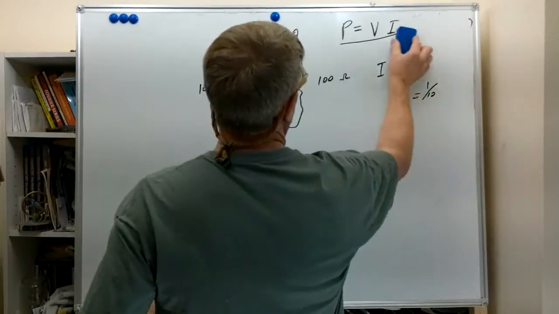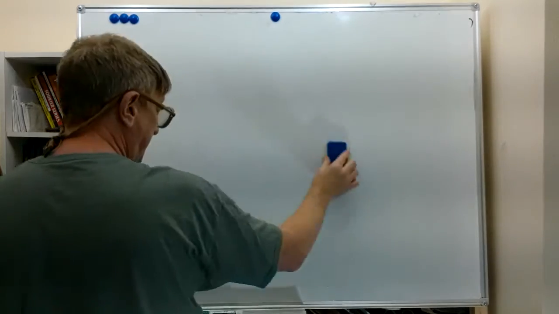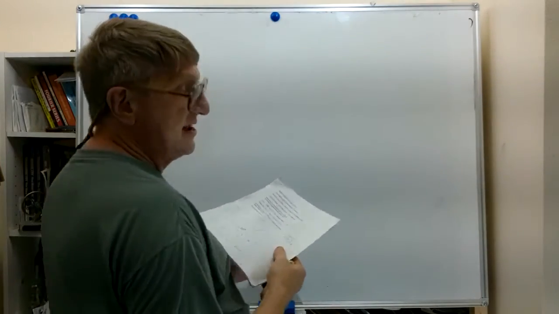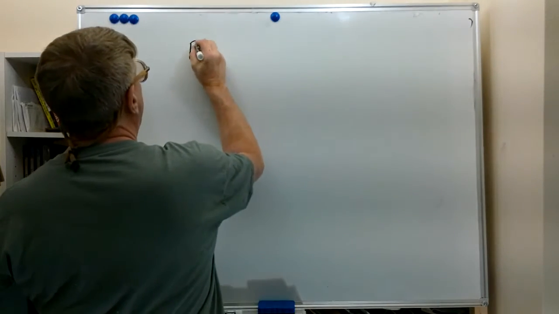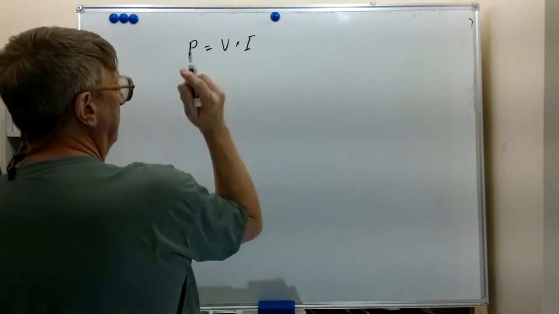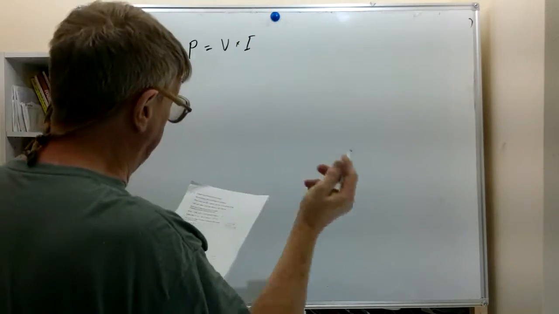Now, since power in a resistor is dissipated as heat, it's convenient to have power formulas that are related to resistance. We started out with power equals volts times amps. Voltage in volts and current in amps.